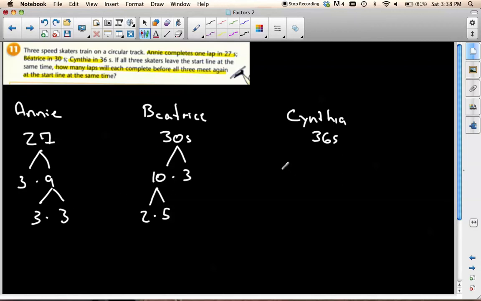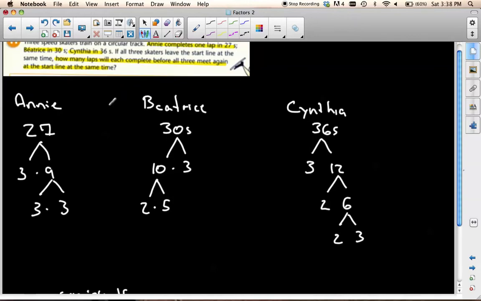Okay, and then Cynthia, who's at 36 seconds, can be broken down into 3 and 12, and 12 can be broken down into 2 and 6, and then 6 can be broken down into 2 and 3. So now we've got our prime factors, but we need to figure out what our least common multiple is, because not all these numbers are going to have the same numbers in common.